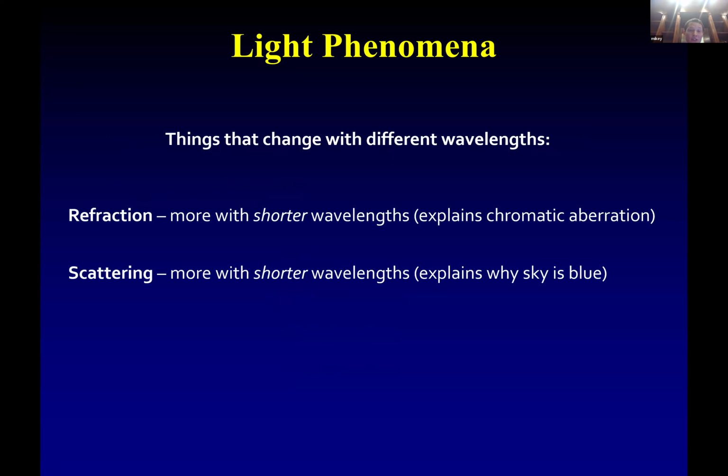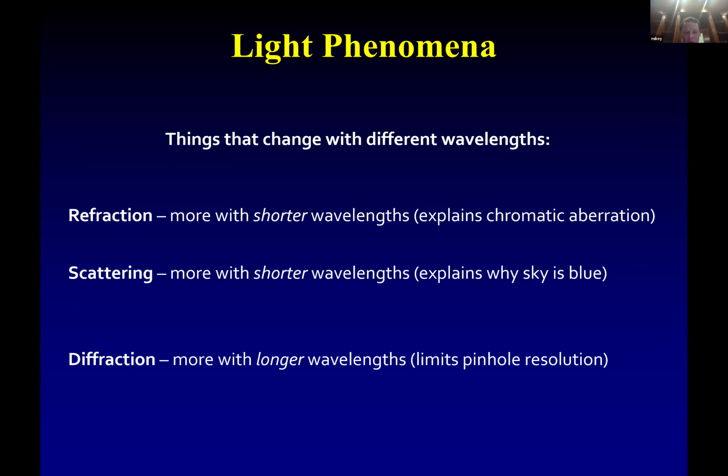So one is refraction. Things will refract more with shorter wavelengths. That explains rainbows, right? Light goes through a prism, the shorter wavelengths like blue refract more than the longer wavelengths, and the light separates out and you get a rainbow. It also explains chromatic aberration. Scattering, where we talked about scattering from the sky, is also more with shorter wavelengths. That's why when the sun is right overhead, the blue light, the shorter wavelength, scatters more, and that's why the sky is blue.